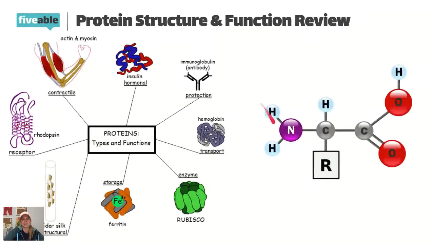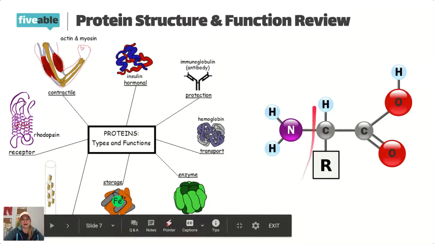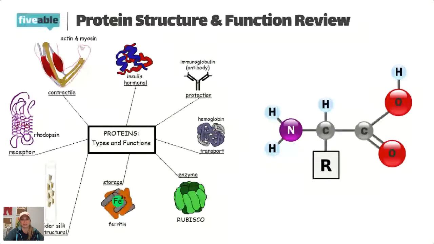Again, they're based on this model. What is this thing that I am circling, the purple thing? The amine group. Very good. What's the one on the right side of the molecule? The carboxyl. Very good. Okay. And then we've got this central carbon, and then we've got our R group, and that can be anything.